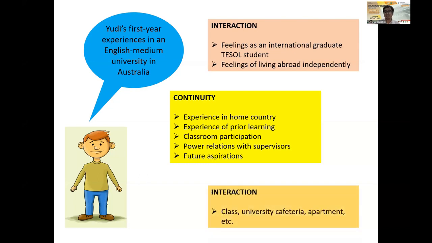And then the last one is place. Oh, sorry, this is not interaction actually. I mistyped, but this is the situation or place or setting. So you can investigate anything related to places where the participant is doing activities as an international TESOL graduate student in Australia: in the classroom, university cafeteria, for example. You need to focus on whether there are possible issues of ethnicity conflicts or anything else. You also need to delve into his stories or life when he lives in the apartment as an international graduate student, and so on.